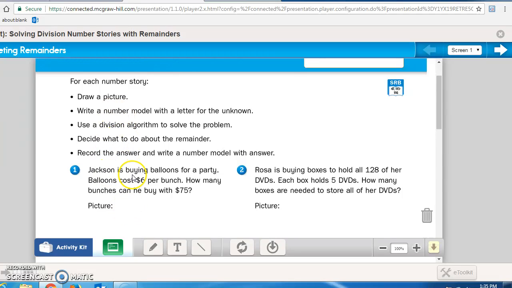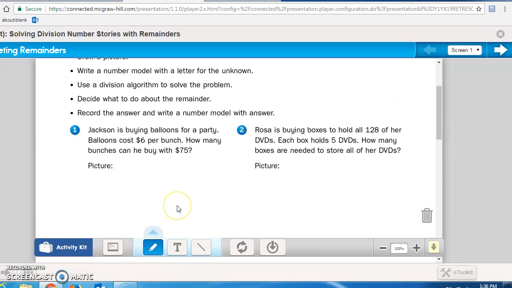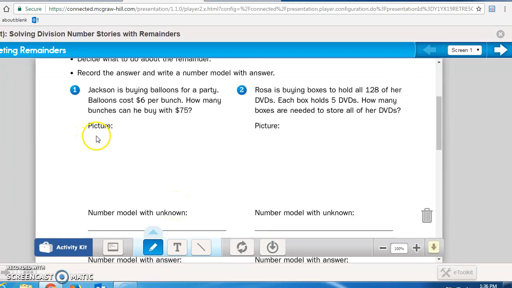So, Jackson is buying balloons for a party. Balloons cost $6 per bunch. How many bunches can he buy with $75? Well, first it tells me to draw a picture. So that's what I'm going to do. I'm going to draw a picture. Well, balloons. Again, I'm not going to have perfect circles here, but it says each bunch costs $6. So there's one bunch, $6.